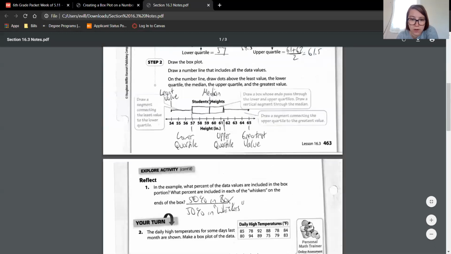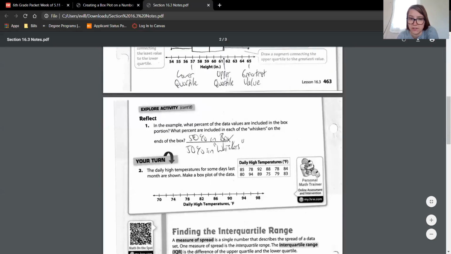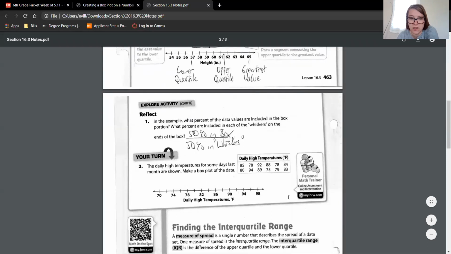So we have 1, 2, 3, 4, 5, 6 numbers in the box, and here we have 1, 2, 3, 4, 5, 6, 7, or 1, 2, 3, 4. It's roughly 6 and 6, or 50% are in the box, 50% are in the whiskers.